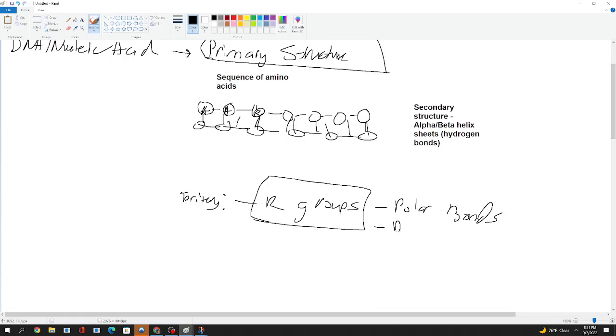You have these things called disulfide bridges as well, that make part of the tertiary structure. Disulfide bridge. You have ionic interactions.